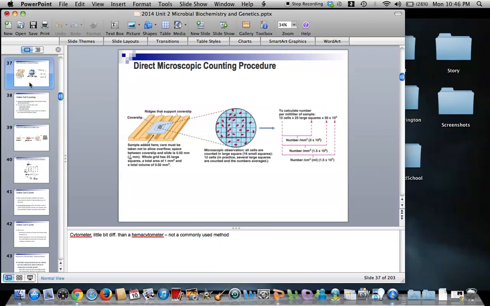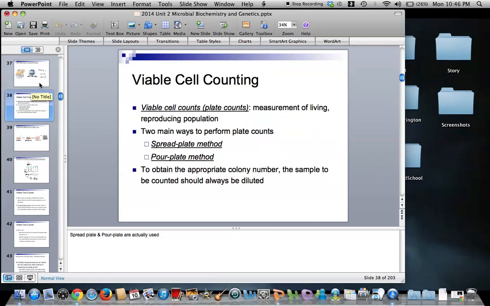Direct microscopic counting procedures. So this is a cytometer, not to be confused with a hemocytometer, where you do direct cell counts over an area. Not commonly used. Alright, viable cell counting.